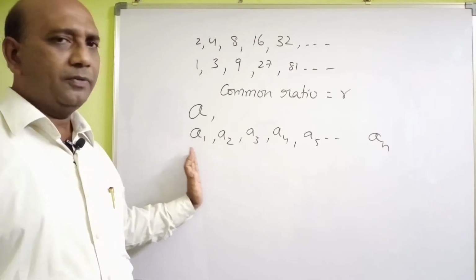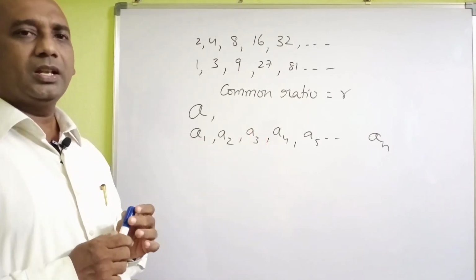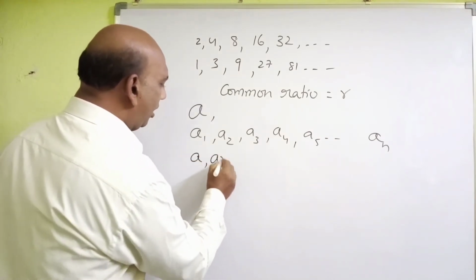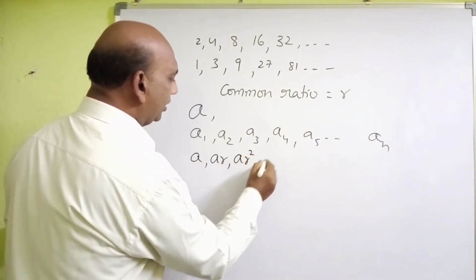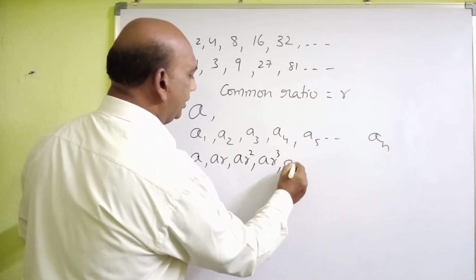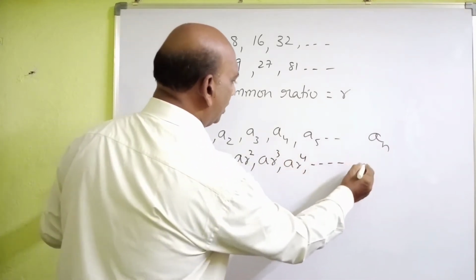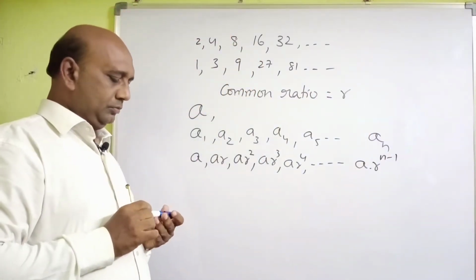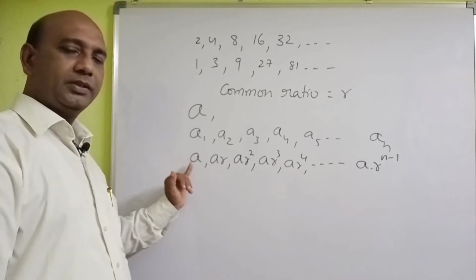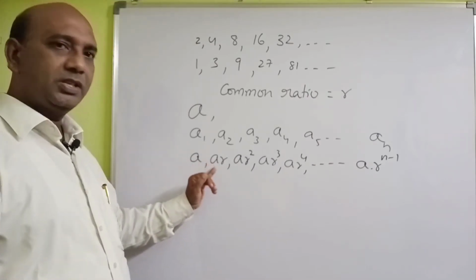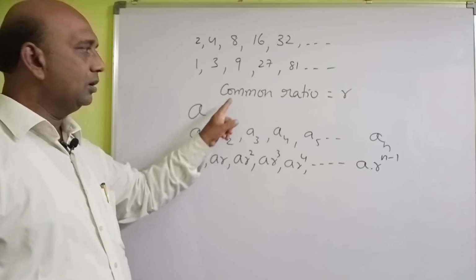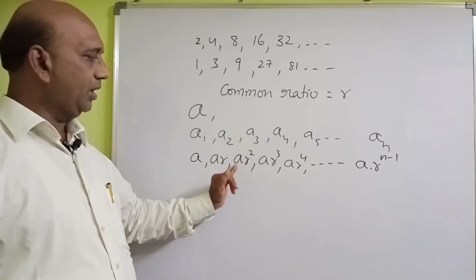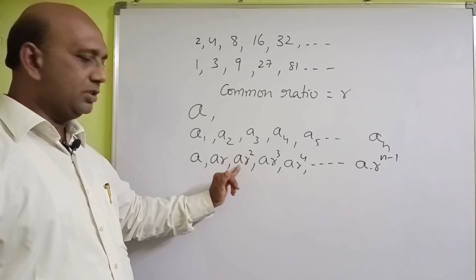So the general form of geometric progression is a, ar, ar square, ar cube, ar power 4 and so on, a into r to the power of n minus 1. Look at this. The first term is a. The second term is ar, where r means common ratio. The third term is ar square. Ar square means this is the third term.